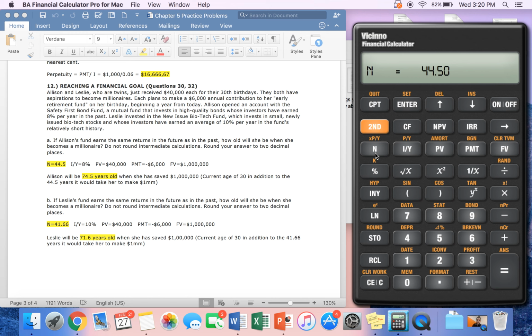That's how long it will take her, but what we're trying to answer here is how old will Allison be? So if we take Allison's current age, 30, and we add 44.5 to it, Allison is going to be 74.5 years old when she saved $1 million, okay?